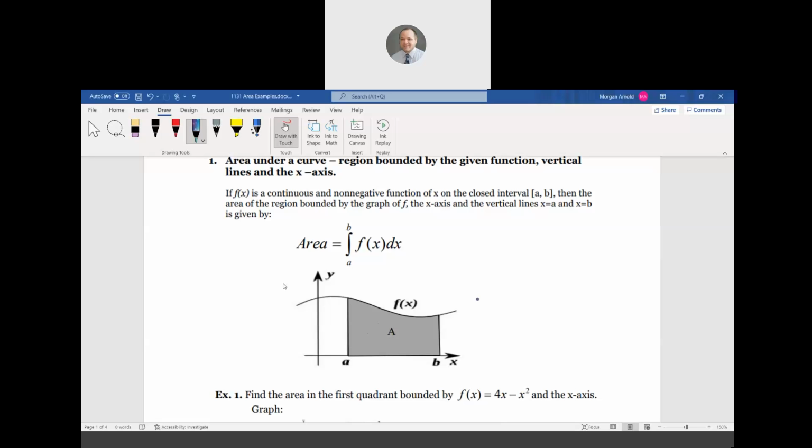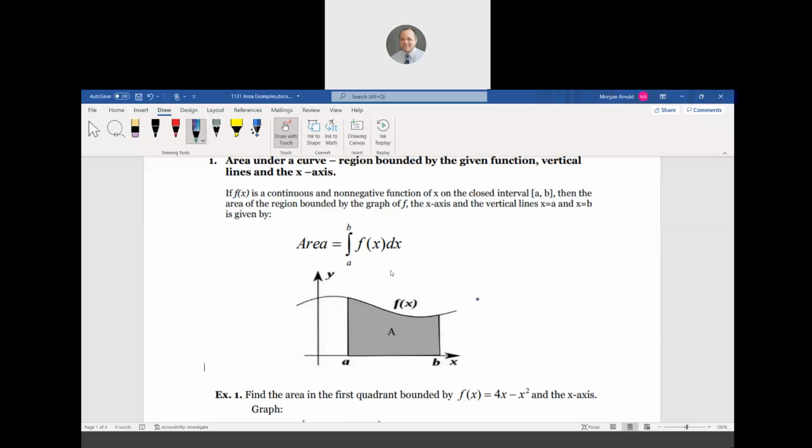Now, we have discussed finding area under a curve by using what's called Riemann sums, where you would draw individual rectangles under the curve, find the area of each individual rectangle and then add those together. The drawback to that method is that your area is not going to be as exact as what we're about to discuss now.